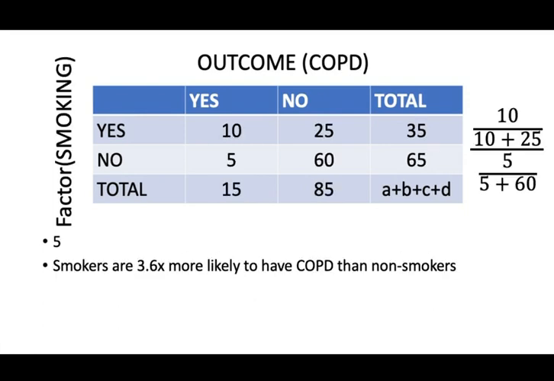Let us see this example. A study tried to determine if smoking is a factor in developing COPD. Here we can see a 2x2 table where the following values are placed. We have 35 exposed and 65 unexposed. Substituting it to the formula given, we will have a value of 3.6. So if interpreted, smokers are 3.6 times more likely to have COPD than non-smokers.